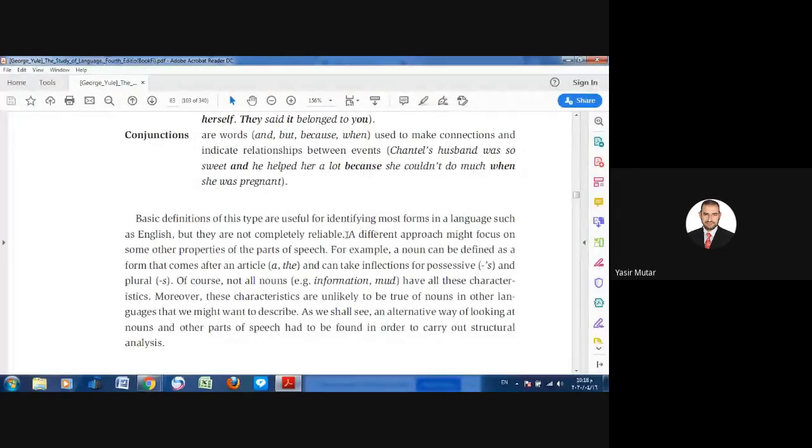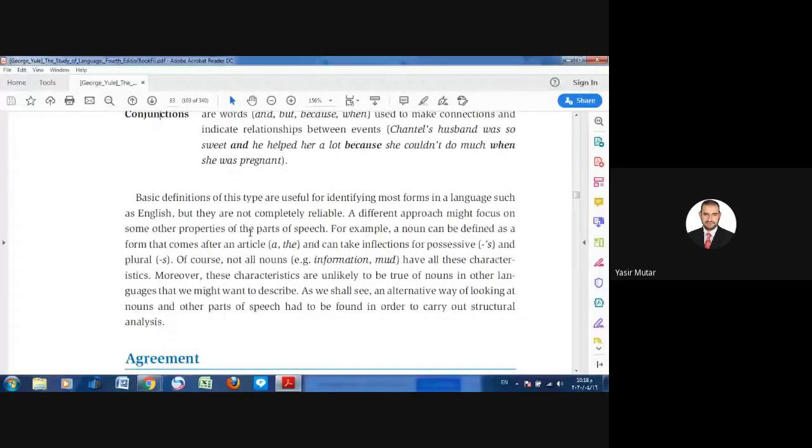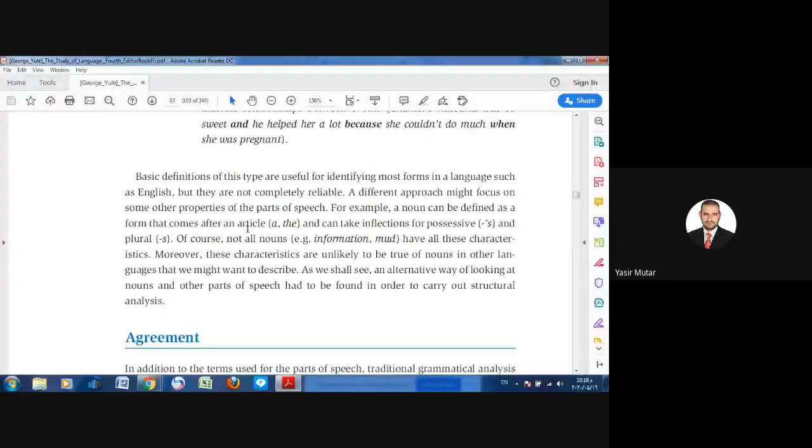So here the writer says you may find different definitions or different descriptions of those parts of speech in other books, but they are the same.